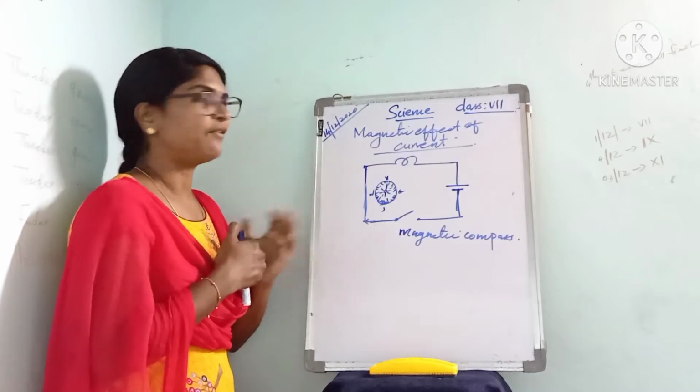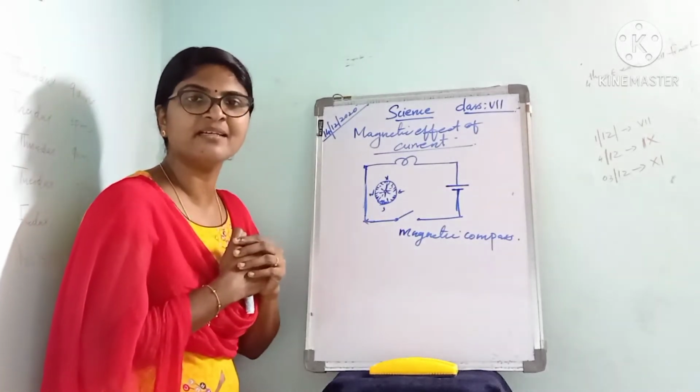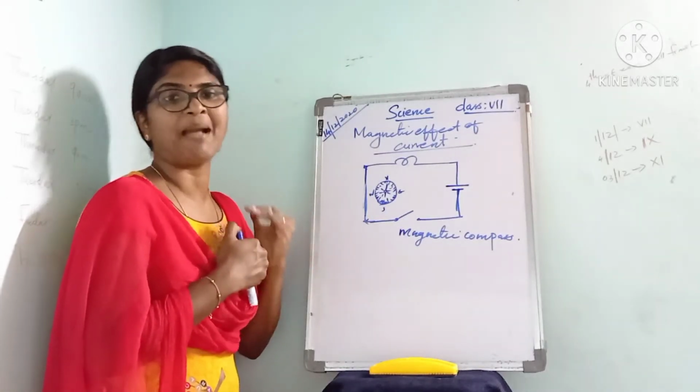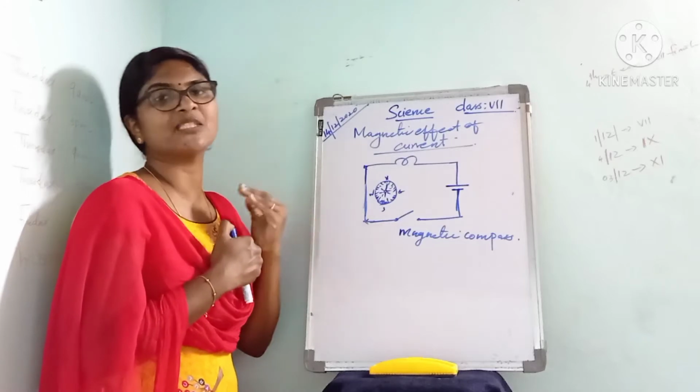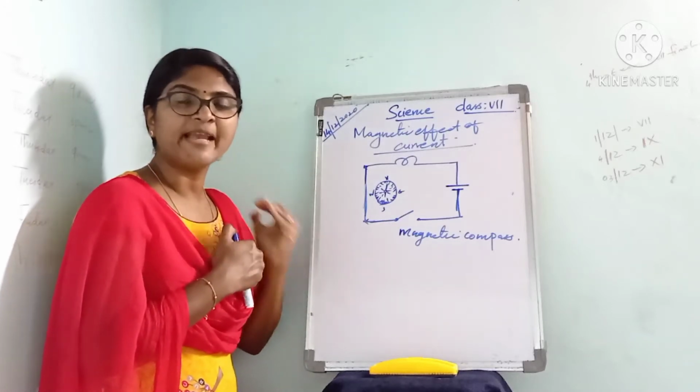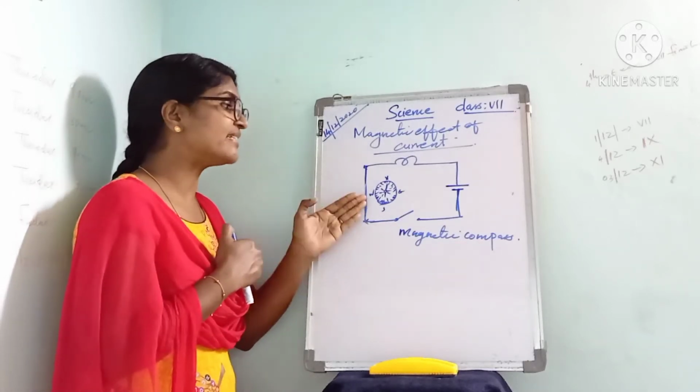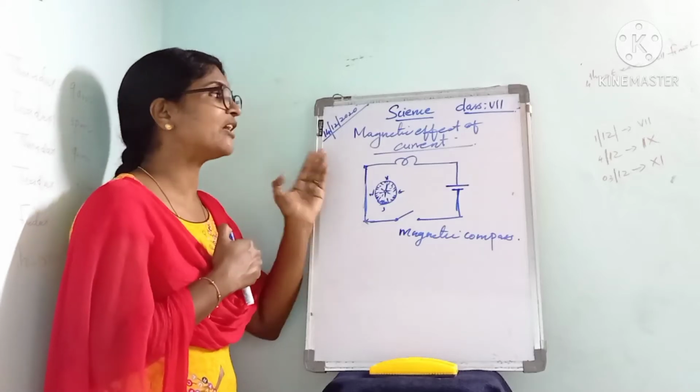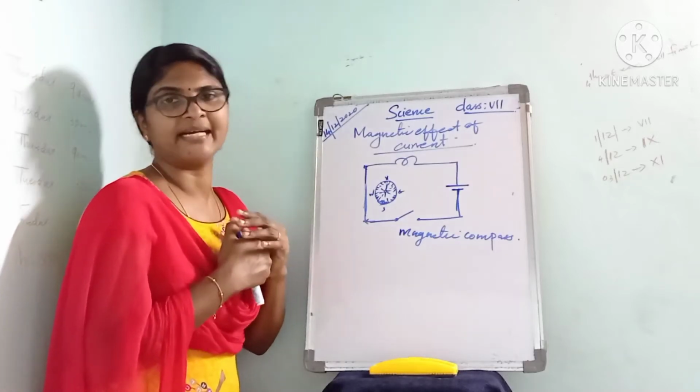Okay, you got it? What is actually the magnetic effect of current? The metal wire behaves like a magnet when electricity passes through it. This is called what? The magnetic effect of current.